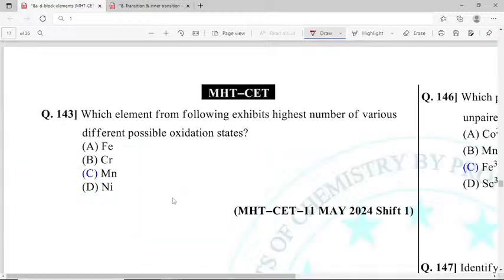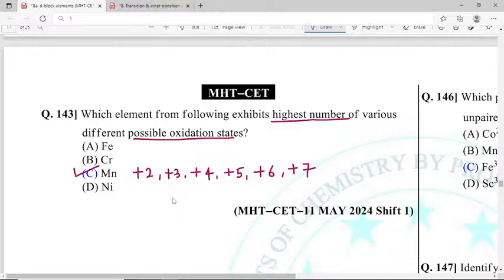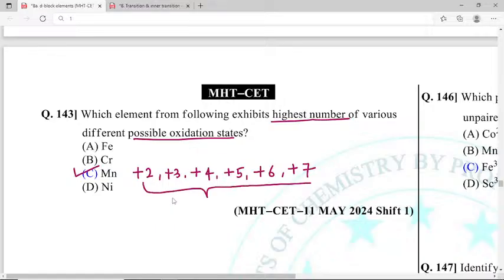Which element from the following exhibits the highest number of different possible oxidation states? Manganese. Manganese shows plus 2, plus 3, plus 4, plus 5, plus 6, plus 7. So there are 6 oxidation states: 1, 2, 3, 4, 5, 6.